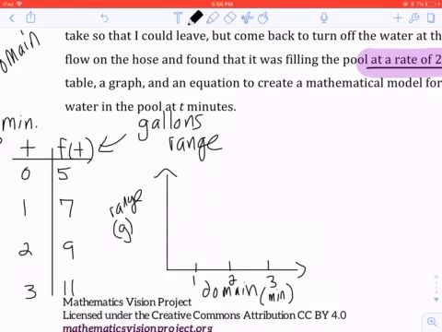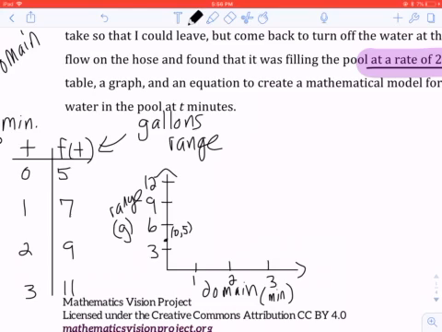So, let's see. This goes up to about 11, so I'll make this 12. Just break it up into pieces: 3, 6, 9, and so on. At 0 minutes, I've got about 5 gallons in there. So I'll represent that. Again, I'll label it (0, 5).